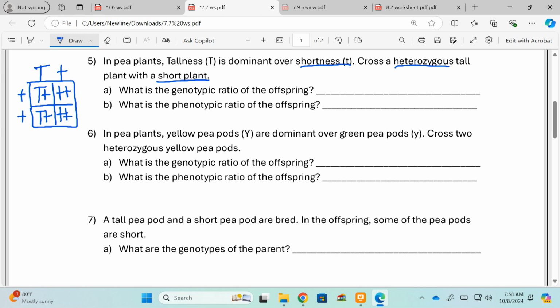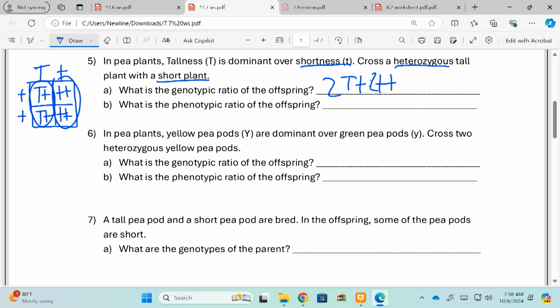Okay. It wants to know what is the genotypic ratio. So for this one, I see it's 2 of these and 2 of these. So we'll just go ahead and write 2 and 2. If your teacher would prefer for you to just say 1 and 1, that's fine too. But I like to just say how many I actually see in the square. So we see 2 of the heterozygous and 2 of the homozygous recessive.